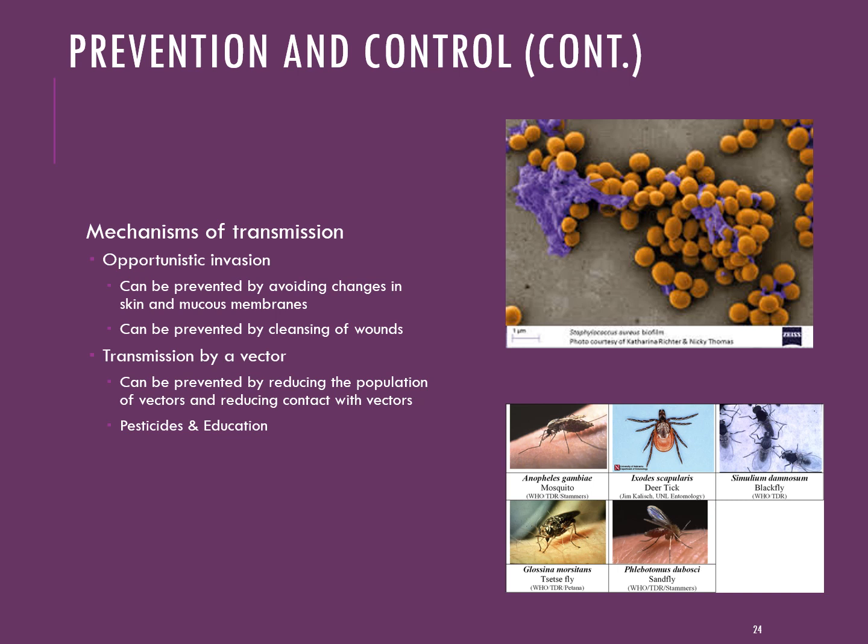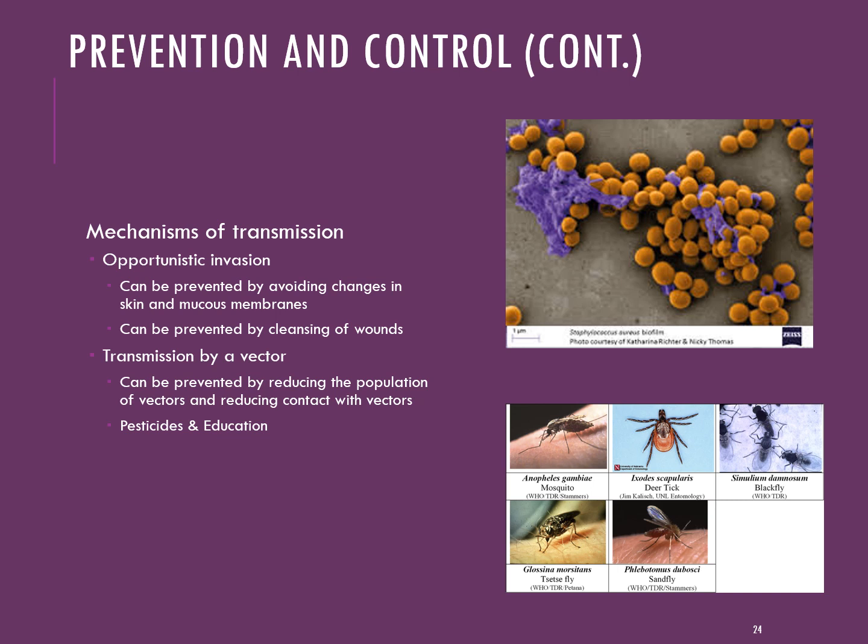This is why it's really important in surgery that we perform a skin prep, where we cleanse the surface of the skin or the area that we're going to be doing surgery. We cleanse that really well in hopes that we're going to reduce the number of these Staph aureus bacteria. All right, so it can be prevented by avoiding changes in skin and mucous membranes, like I mentioned, and the cleansing of wounds. And then the other one that we touched on already is transmission by a vector.